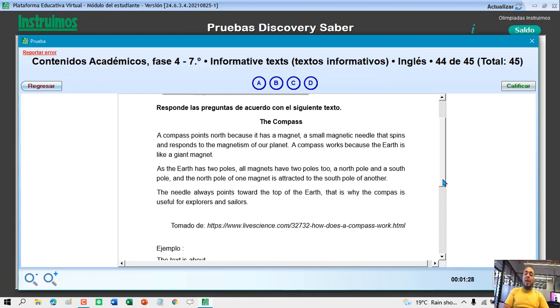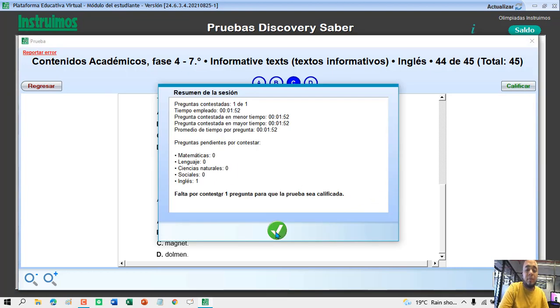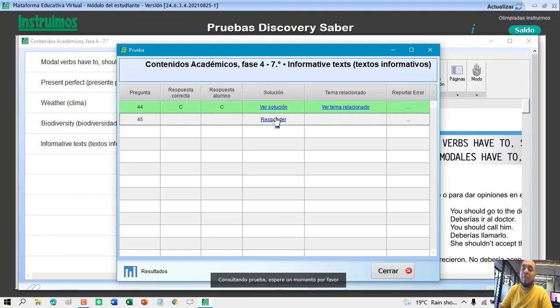La brújula, ¿listo? A compass points to the north because it has a magnet. Ya tengo la respuesta. Easy, right? A small magnetic needle that spins and responds to the magnetism of our planet. A compass works because the earth is like a giant magnet. Ya tenemos el magnet, muy bien, eso es todo. Magnet is the C option, okay? Let's go on the C. Let's check. Let's check this time. And we're going to have here the last one.